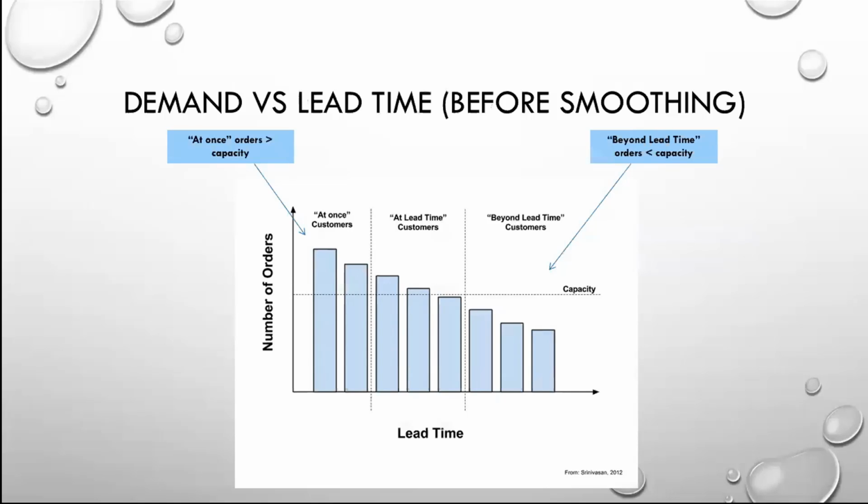And then I added a line for capacity. So ideally, you have all your demand below the capacity. In this example, you'll see that your at-once customers, you have more customers than you could service with your supply chain. And even at your lead time period, you still have too many people. So what you can do is we're going to try to shift that to the right. I mentioned this last week. So we're going to shift it to the right.